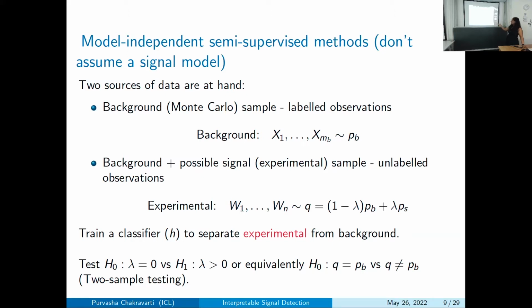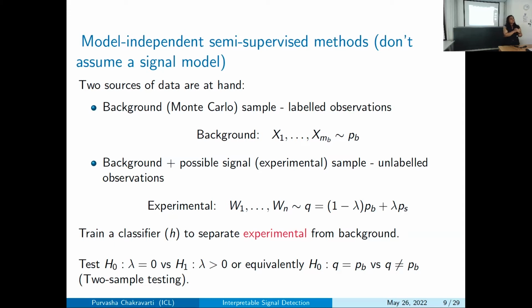And as I explained, lambda equals 0 is the same as the experimental data density Q being the same as the density PB. So this density will be equal to this density when lambda is 0. And so this becomes basically a two-sample testing problem, where you're looking at whether these two samples, the background samples and the experimental samples, have the same distribution or not, right? So any questions so far?